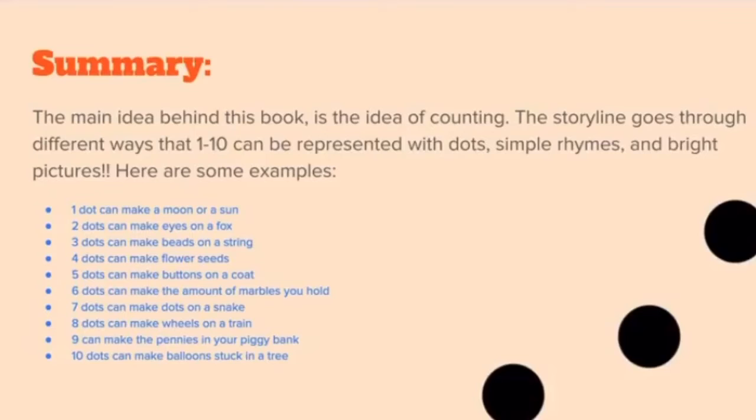Some examples from the book are listed here in blue: one dot can be a moon or a sun, two dots can make eyes on a fox, three dots can make beads on a string, and then it goes all the way up to 10 dots.